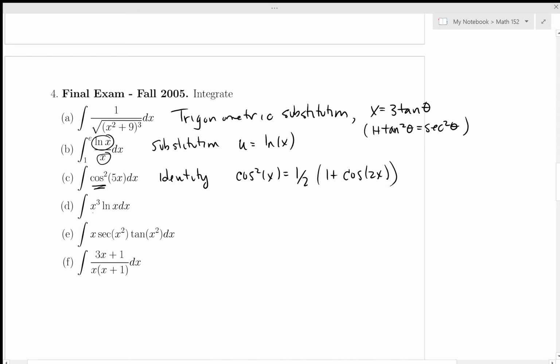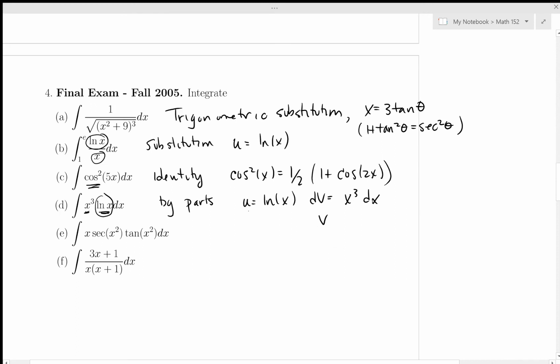I see a product like this where one thing will get simpler on differentiation. So my immediate thought here is to go by parts and to assign the thing that gets simpler to be differentiated. So that is going to be with u equal to log x and dv equal to x cubed dx. Then you figure out what du is and what v is. Okay.